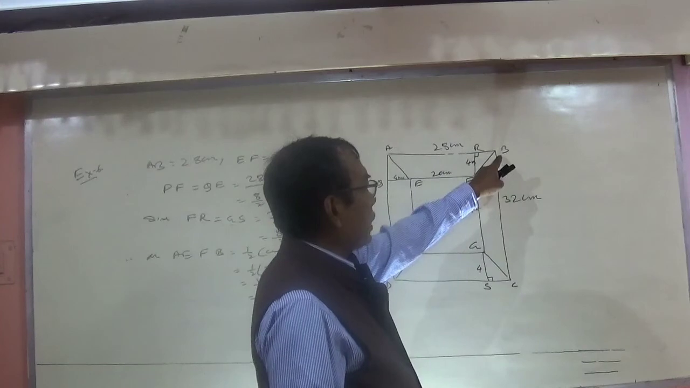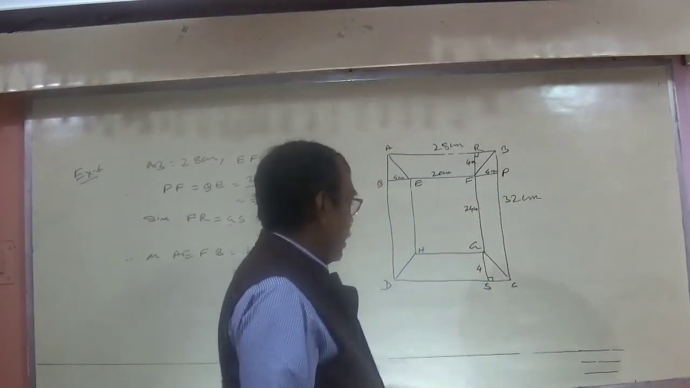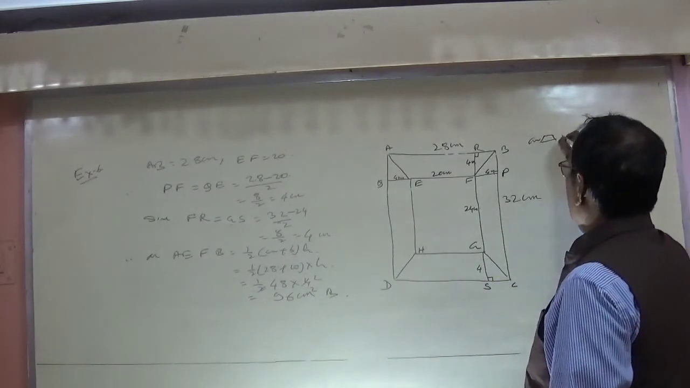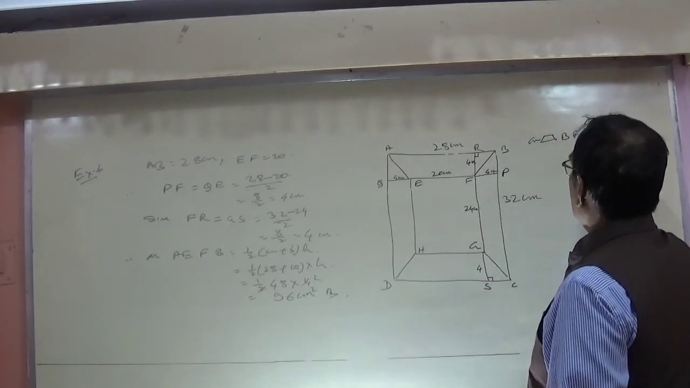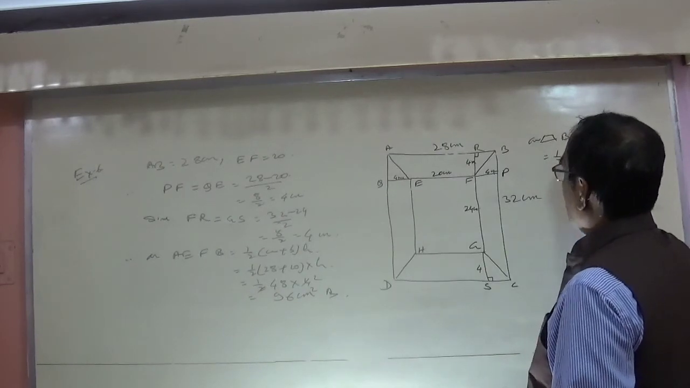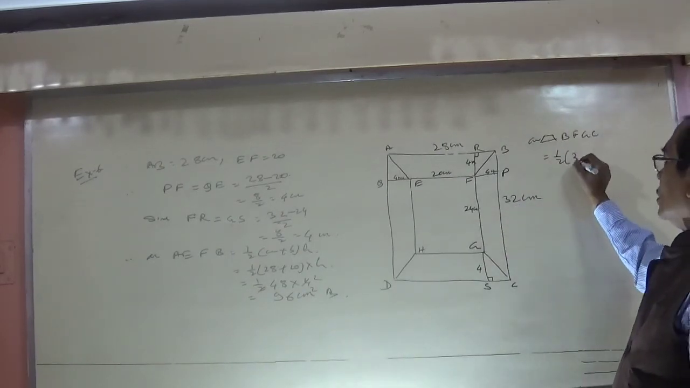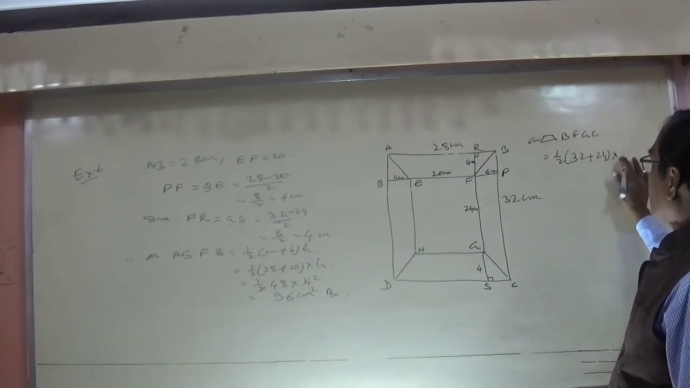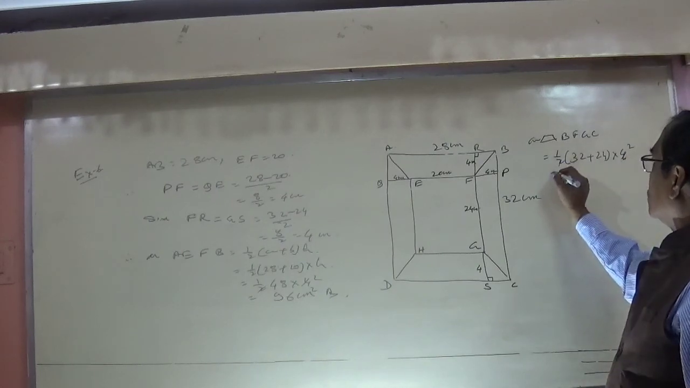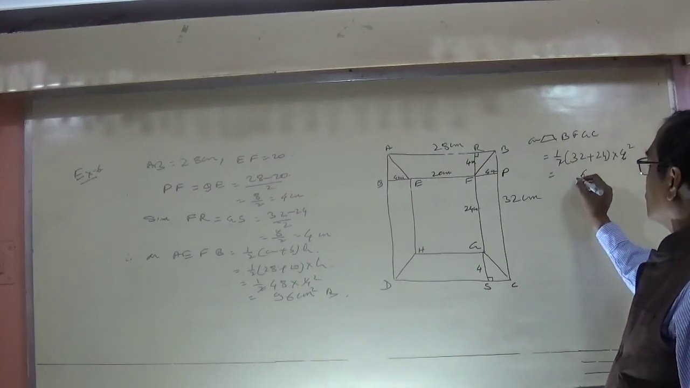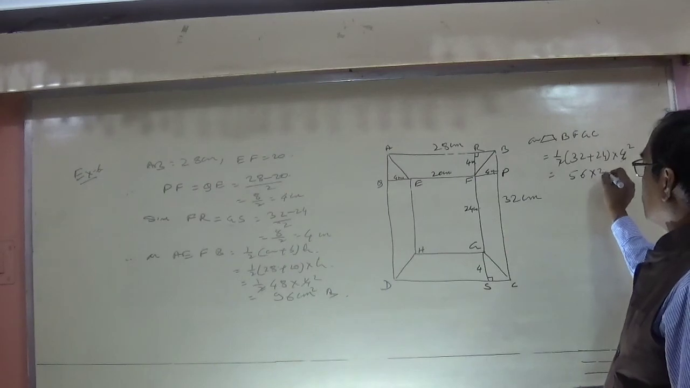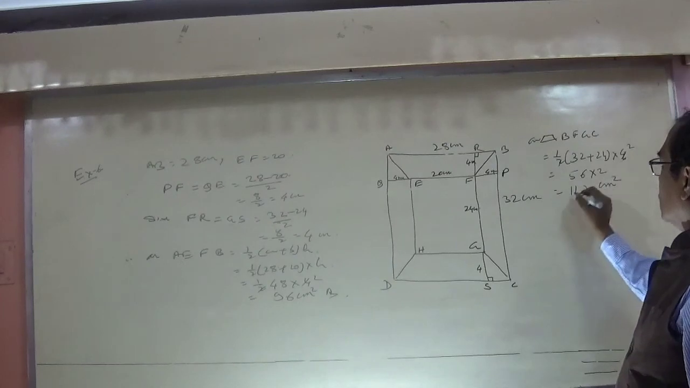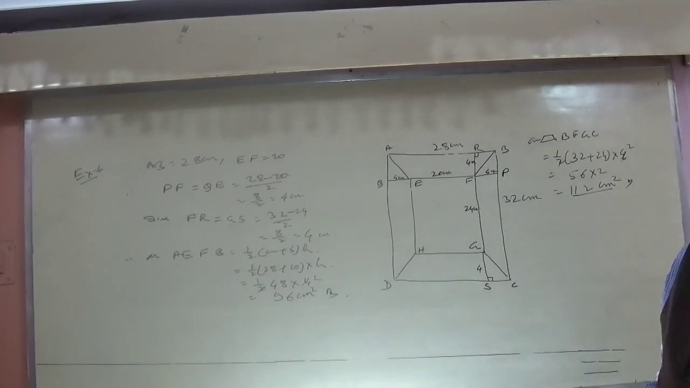Now try to find out the second one. BFGC. Area, I am writing this side. Area of trapezium again, BFGC, which is equal to half into the sum of the parallel sides, 32 and 24, and height is H. H is 4, is 2, which is equal to 2, 4, 2, 6, 3 plus 2, 56 into 2, 6, 2 are 12, carries 1, 112 centimeter square. This is another one.